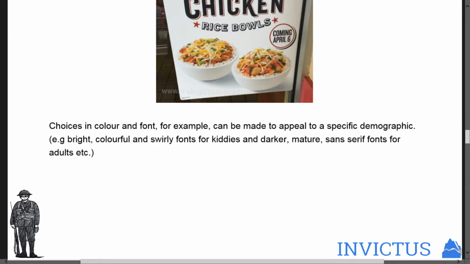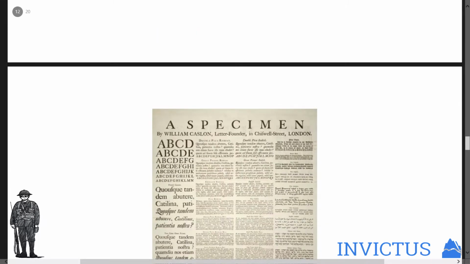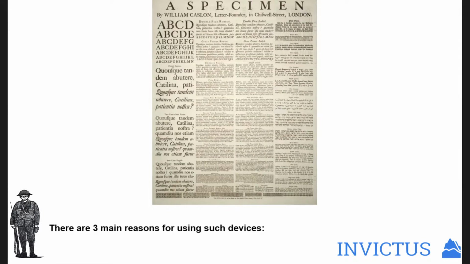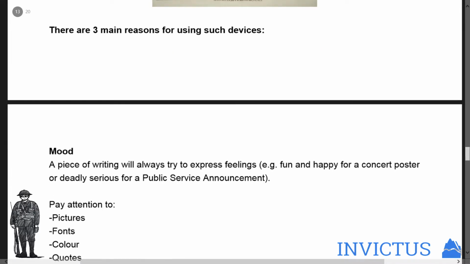Choices in color and font, so bright colorful for kids, dark and mature for adults. And here are the fonts and stuff. As you can see, this is made by Mr. Caslon, and it was I think in 1792. So you can look at the fonts and see how they're presented, because you see all these serif fonts. Serif fonts, the ones with the curls and stuff, would be used for fancy menus, invitations, and that kind of stuff. And sans serif font will be for just normal everyday stuff.